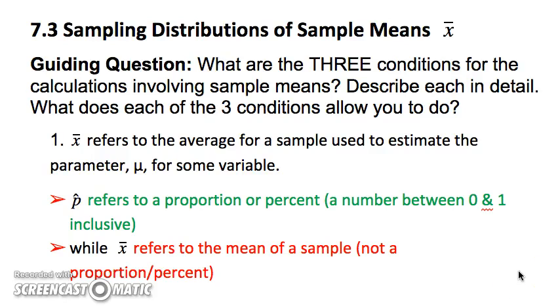This is the AP Stats 7.3 homework video on sampling distributions of sample means.